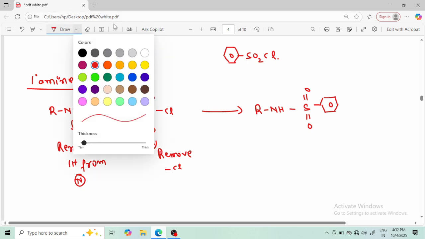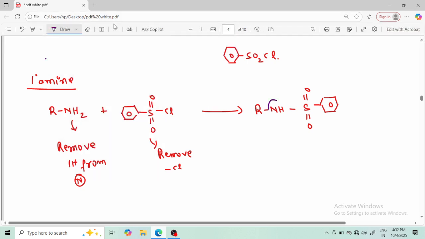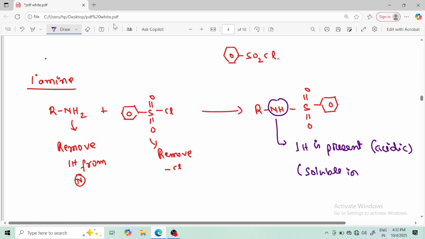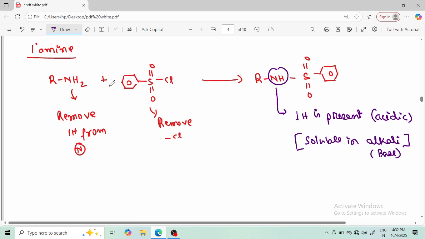Now when it is 1 degree amine, you can see clearly that this nitrogen has one hydrogen, yes or no? So here one hydrogen is present, so that's why this whole compound will be acidic in nature and it will be soluble in alkali or any base. Is that clear? Now let's do the other one.